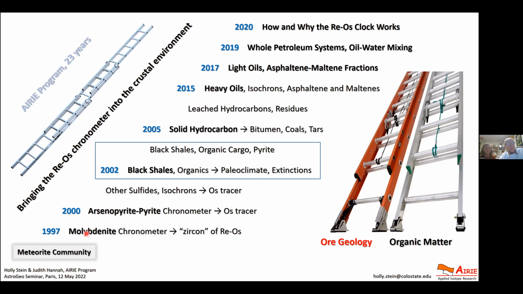And from there, we broadened our application to arsenopyrite and pyrite, which is a very common sulfide, and started to apply the chronometer to other sulfides, and then used osmium as a tracer. You'll see that in a minute, how that works, for where the fluids are that form these ore deposits, these sulfide-rich environments.